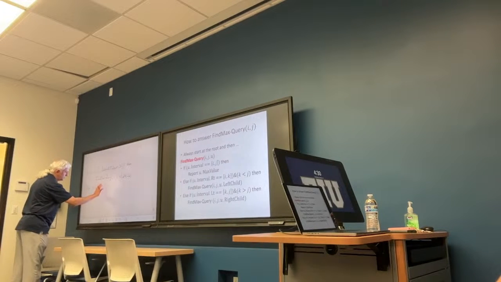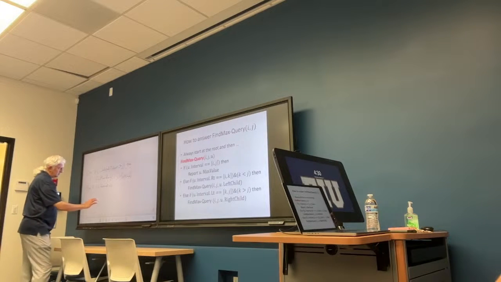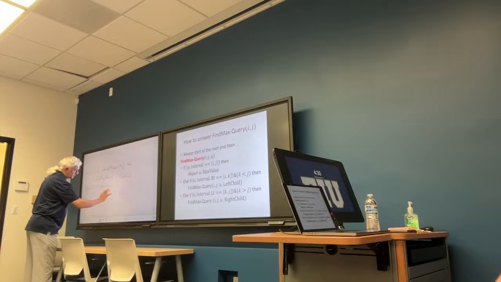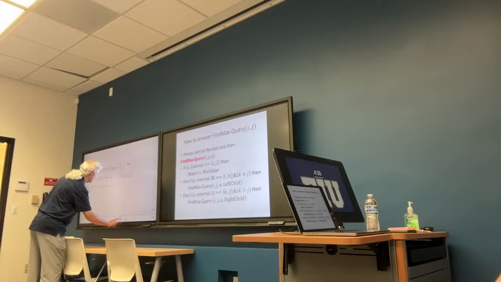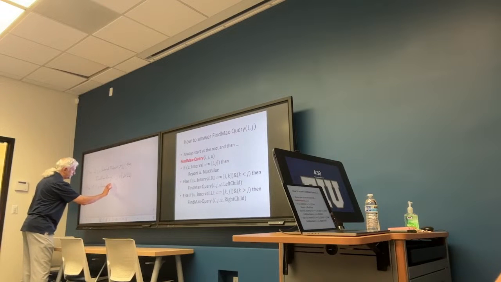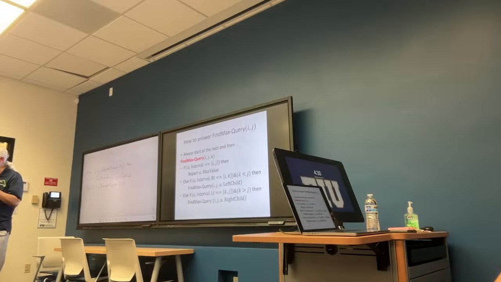So it's going to be U dot interval dot left, if this is less than I, sorry, wrong. Yeah, this is midpoint. If it is less than I, if the midpoint itself is less than I, then the whole range is on the right side, and so then I go to the right subtree to do the search. Is that clear?